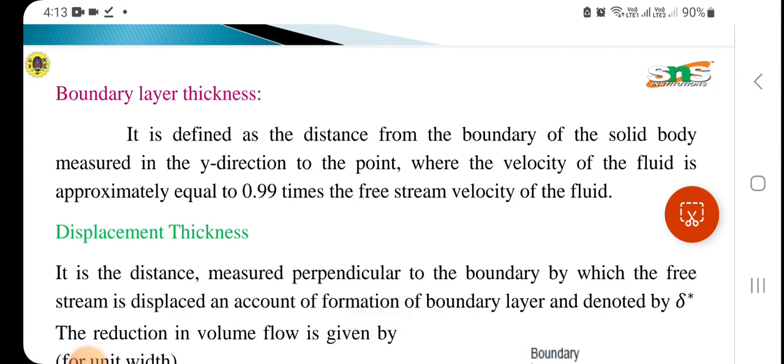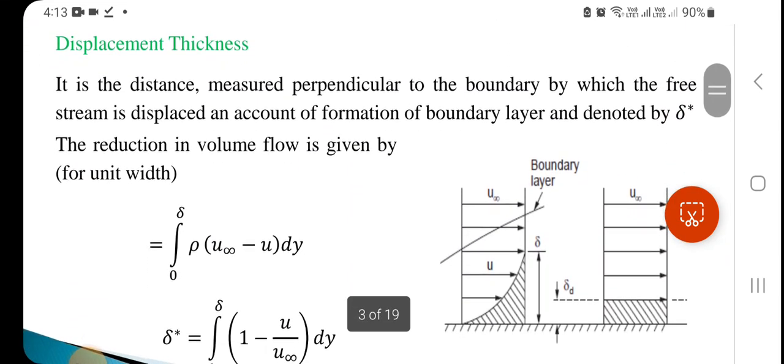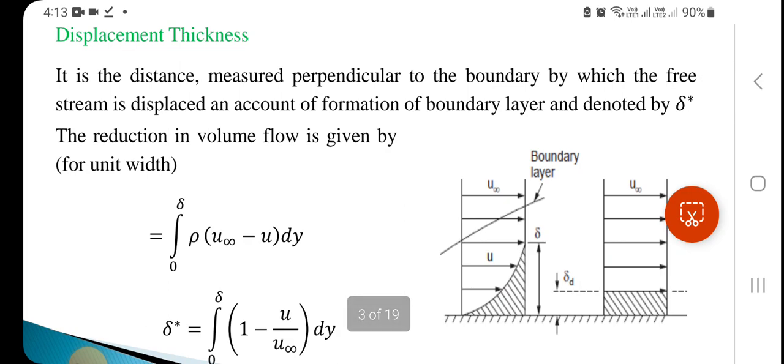Definition of boundary layer thickness. The distance from the boundary of the solid body, measured in the y direction, to the point where the velocity of the fluid is approximately equal to 0.99 times the free stream velocity of the fluid. So we have studied in Newton's law of viscosity, the fluids are flowing with different velocity in a thin layer or in a streamline. We could see from this diagram the velocity u is traveling with u1, u2, u3 up to u infinity, through the pipe flow or an open channel.